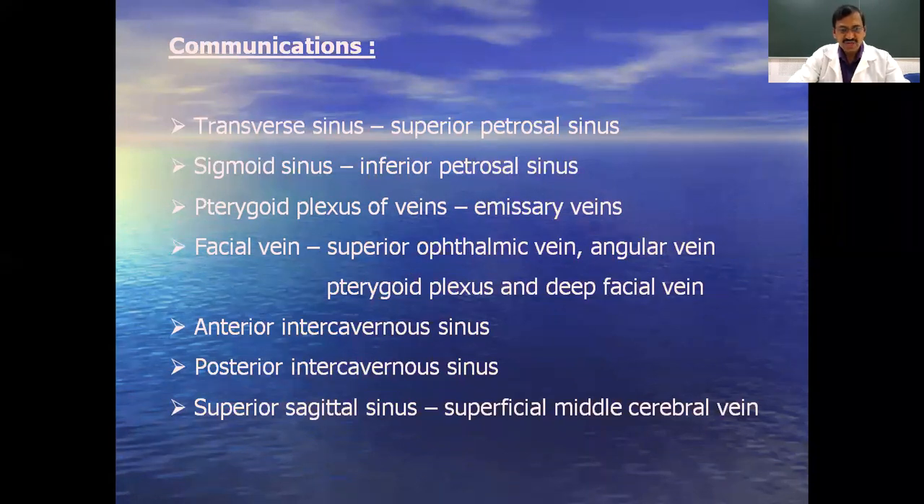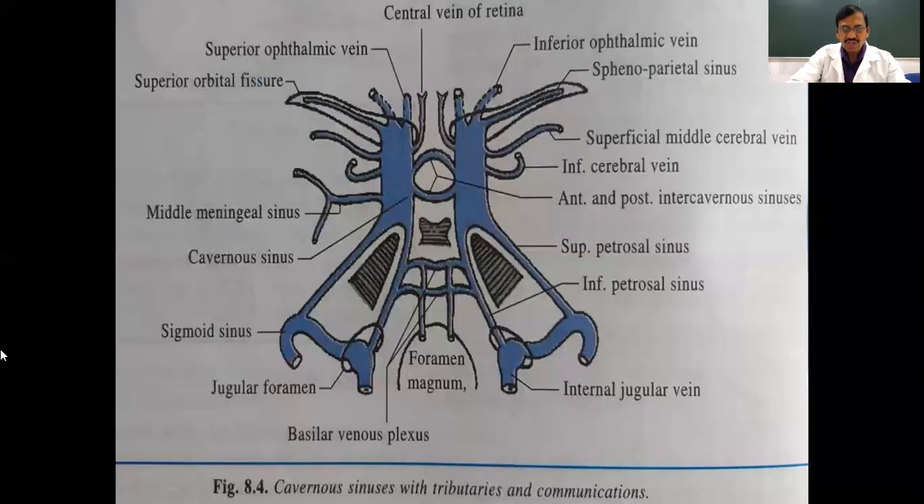That is why this is very, very important. Next, coming to the other one, that is the anterior intercavernous sinus and posterior intercavernous sinus. In between the two cavernous sinuses, that is the right and left cavernous sinus, there is a communication called the anterior and posterior intercavernous sinuses. And the superior sagittal sinus is also communicated through the superficial middle cerebral vein. Okay, you see, these are all the communications.